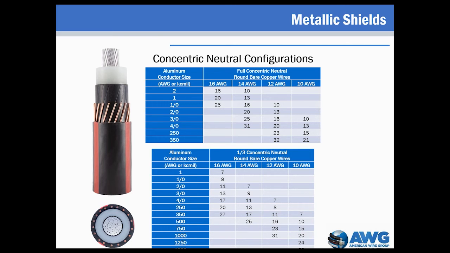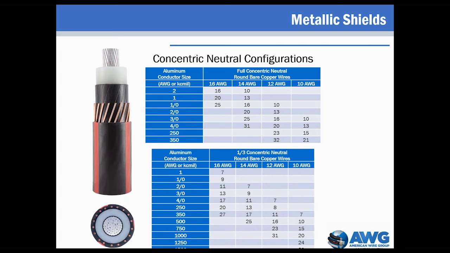The concentric neutral configurations shown here are based on conductivity. The top table is for full concentric neutral configurations where the concentric neutral has approximately the same conductivity as the phase conductor. The bottom table is for 1/3 concentric neutral configurations where the concentric neutral has approximately 1/3 the conductivity of the phase conductor.